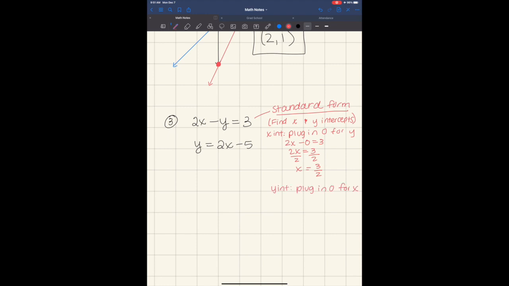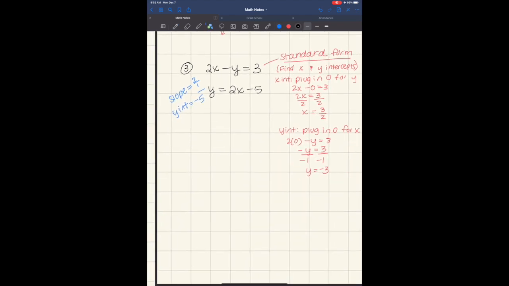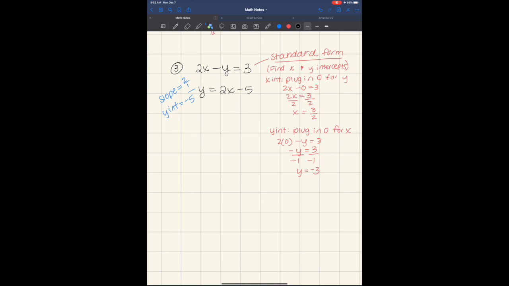For our y-intercept, we plug in 0 for x, so it's 2 times 0 minus y equals 3. Don't forget that minus makes that y negative. So we end up getting -3 for our y-intercept. For the second equation, we have a slope of 2 over 1 and a y-intercept of -5. So we'll start at -5 and go up 2 over 1.